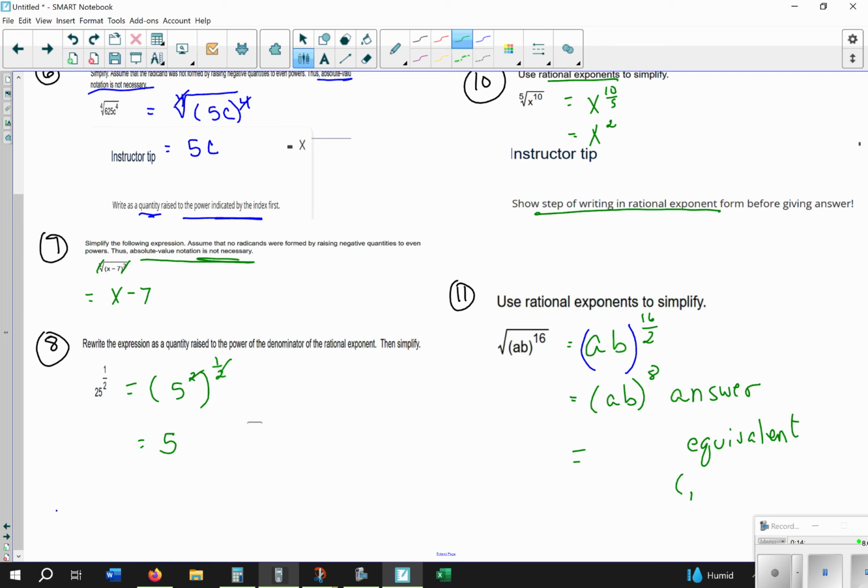And here we would use our product to a power rule. And that would give us a to the 8th and b to the 8th. So this is the only one that I needed, but the other one would be okay also.